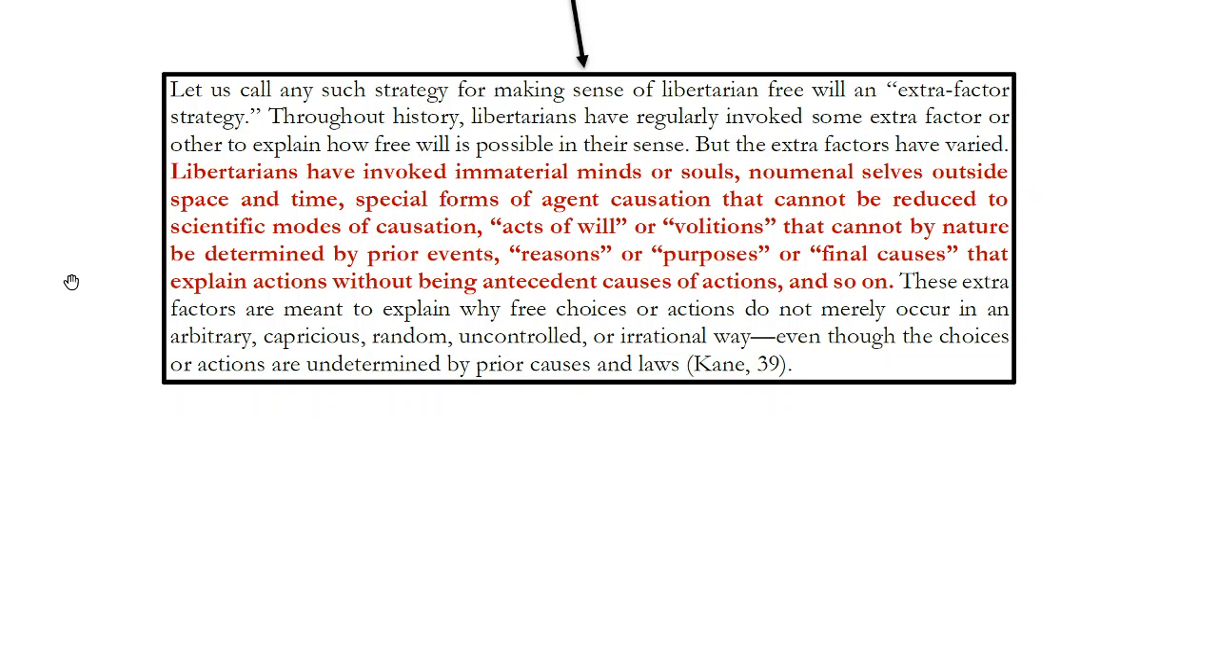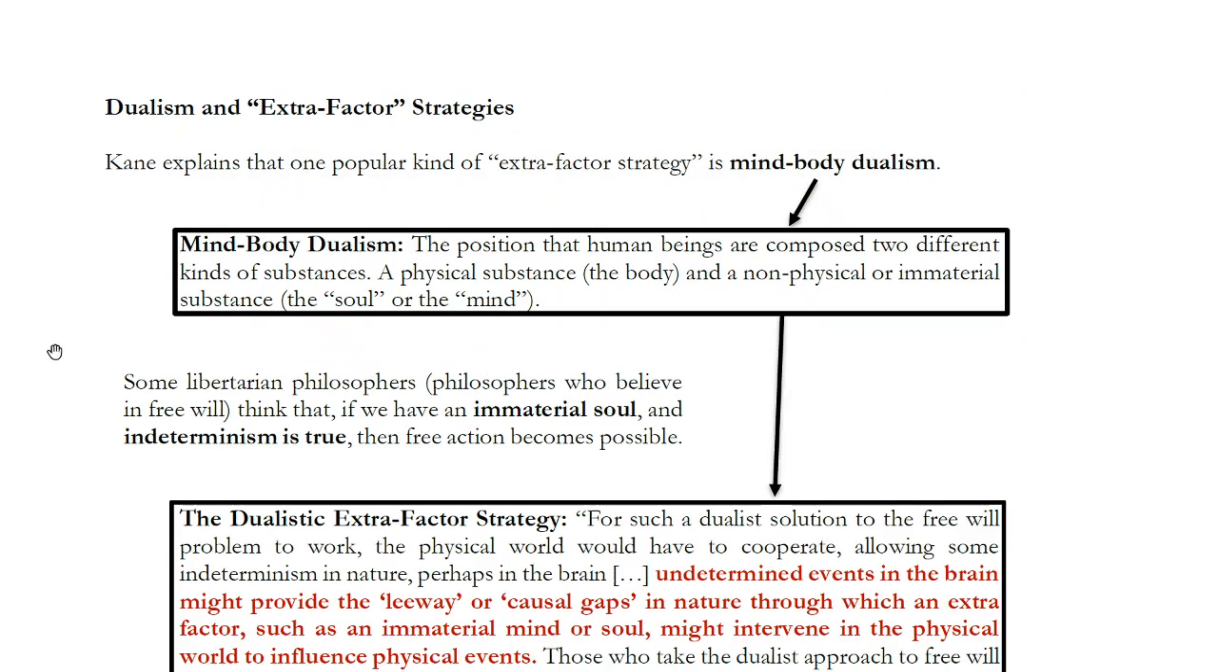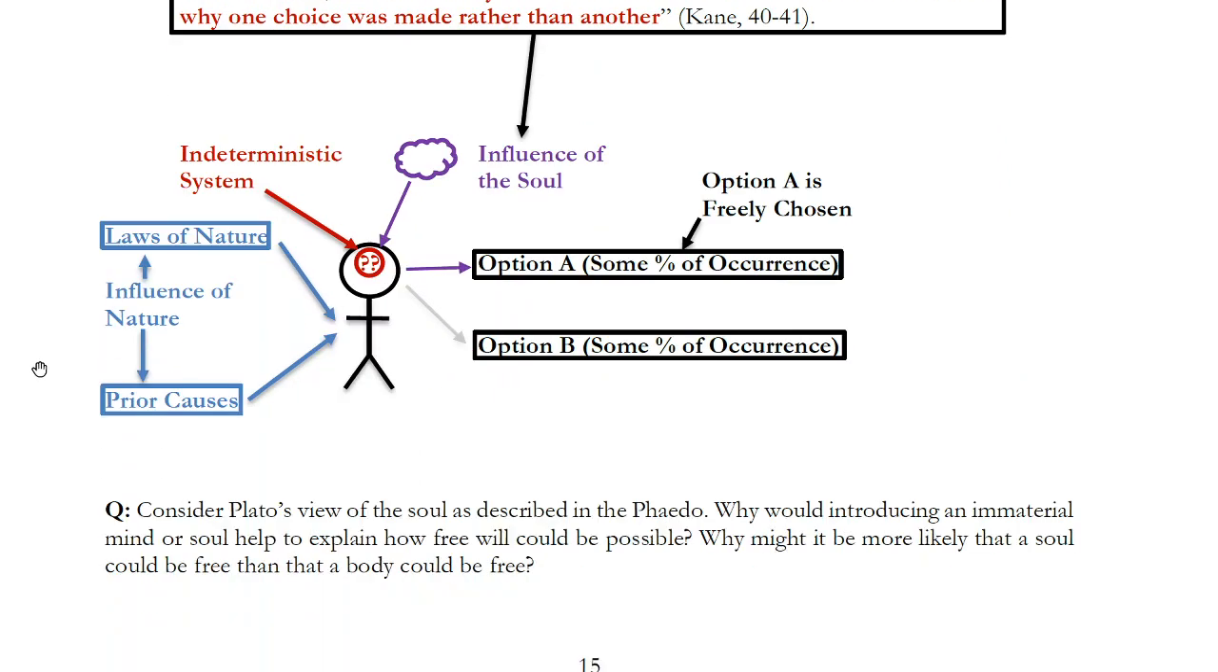But all extra factor strategies have this in common. They say there's something else beyond just our bodies and our brains and the laws of nature and causation that accounts for what we do and explains free will. Now, I think the easiest way to understand this is to just take the example of the soul. And a couple of reasons for this. It's probably the most straightforward extra factor strategy. It's a common one. And also, we've had some opportunity to think and talk about the soul in this class, specifically in Plato's Phaedo. So here would be the idea. In the physical world, we have the laws of nature and the prior causes, and that has an influence on you. But your brain is an indeterministic system, so even given everything that happened in the past, what you will do next is not fixed. And because it's indeterministic, we'll say there's two options, option A and option B. Each of those has some percentage chance of occurrence.